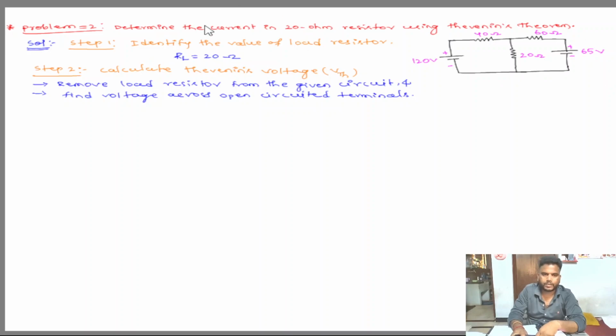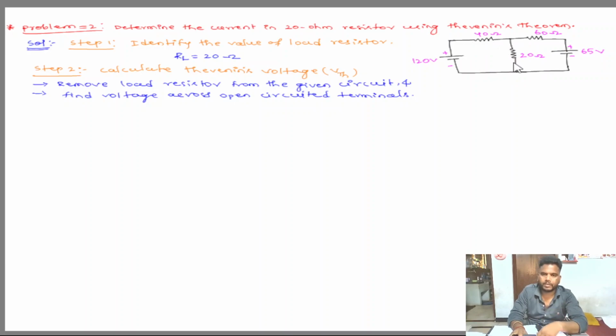According to the procedure, we are discussing Thevenin's theorem introduction and procedure in the previous lecture. Please go through that video if you have any doubts. Step 1, identify the value of the load resistor. The load resistor is the resistor in which we are finding the response. Generally, that resistance we consider as the load resistance. This is very important.